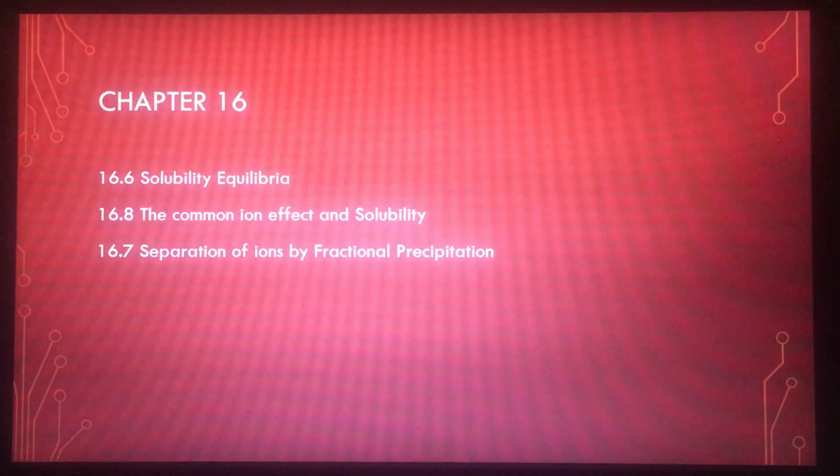So we'll start with chapter 16. We only have the three topics allotted in this chapter 16. Note that 16.3, which is buffer solutions, is included in chapter 15. So we have these three topics. First is the solubility equilibria, then the common ion effect and solubility, and last, we are applying this solubility equilibria with the common ion effect to separate ions by using the fractional precipitation method.